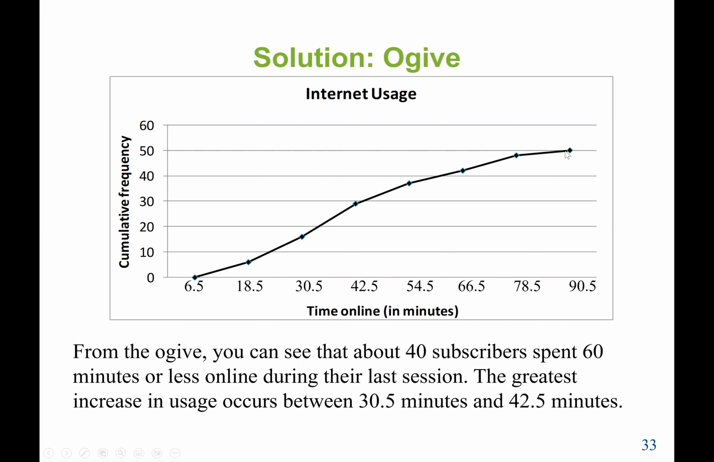So from this graph, you can see that 40 subscribers spend 60 minutes or less. Because when we reach 40 subscribers somewhere here, we can see that they spend around 50, 60 minutes or less, because 65 is more than 40 subscribers. Then the greatest increase in usage occurred between 30.5 and 42.5, because we can see the steepness of this short line from 30.5 to 42.5 is very steep, very increasing.